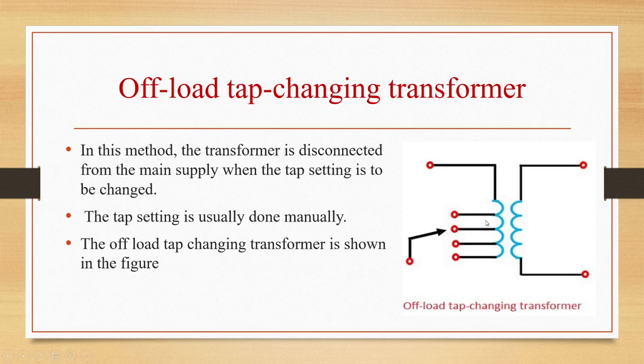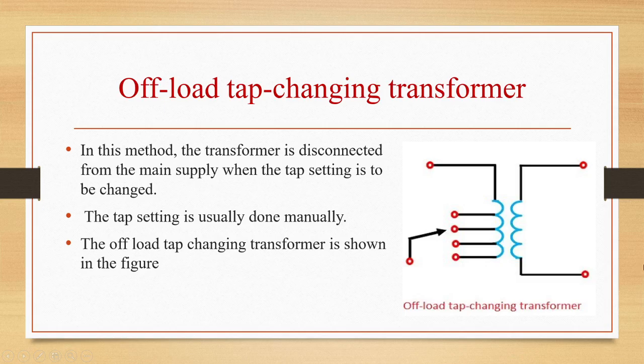So what is happening because of this off-load tap changing transformer? Disturbance will be created. Continuous supply is not given to the load, or to the consumers. That is the major disadvantage of the off-load tap changing transformer. Whereas construction-wise, it is very simple as compared to the on-load tap changing transformer.